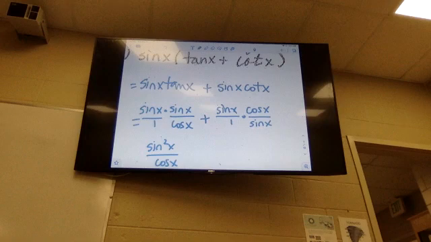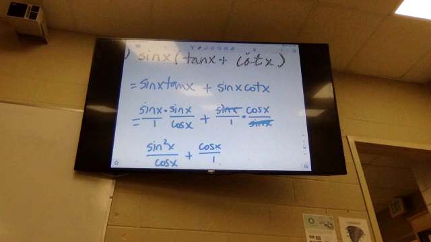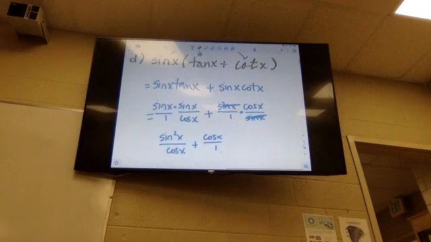The next one I can cross something out. Do you see how there's a sine on both top and bottom? We're going to cancel that out, and so we're going to be left with cosine on top and then just a 1 on the bottom. We good so far? Everyone with me? Okay, can I combine those two fractions?